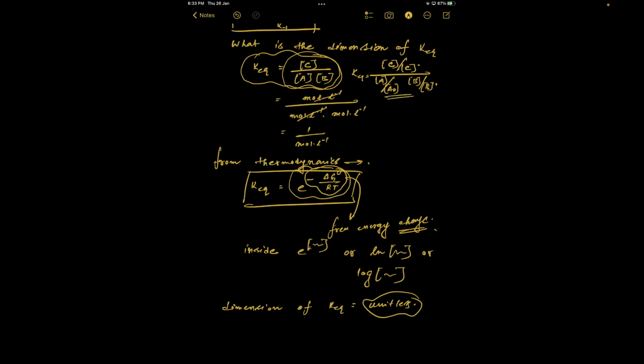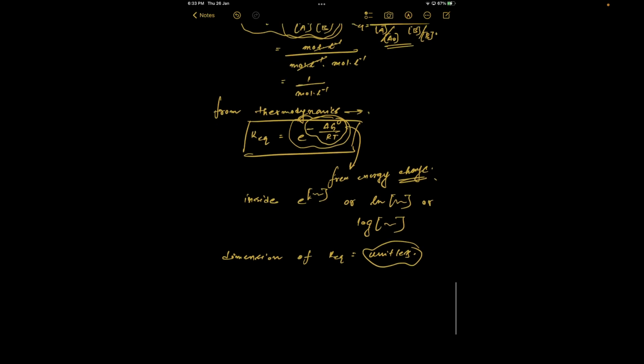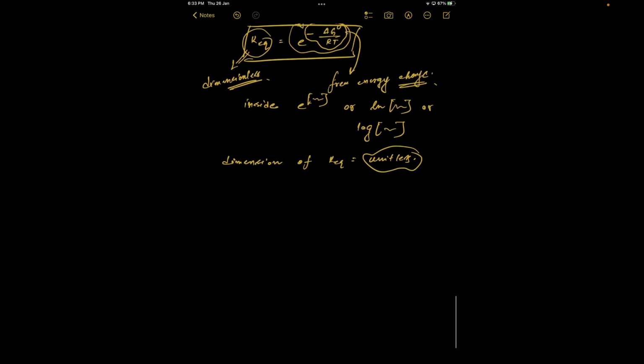Okay, now the major reason is that from thermodynamics we know the equilibrium constant can be written as the exponential of minus free energy change divided by RT. The exponential term is dimensionless or unitless, so that's why the dimension of K equilibrium will be dimensionless. Okay, so there was a small mistake in the last class, so just remember that.